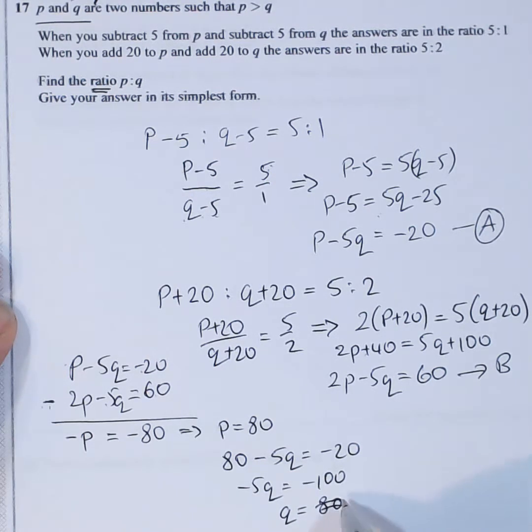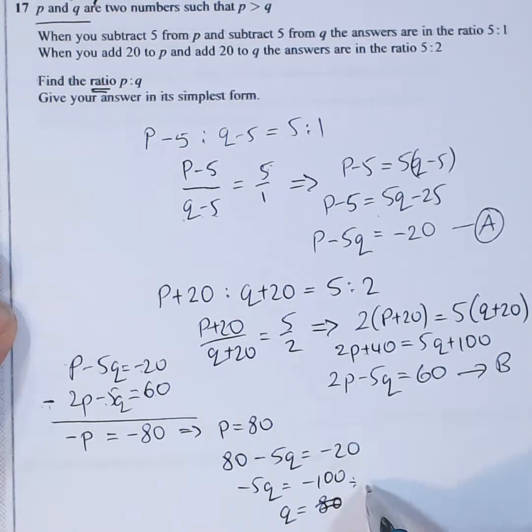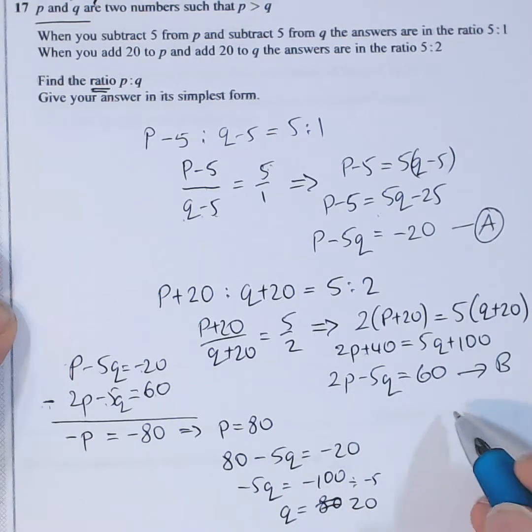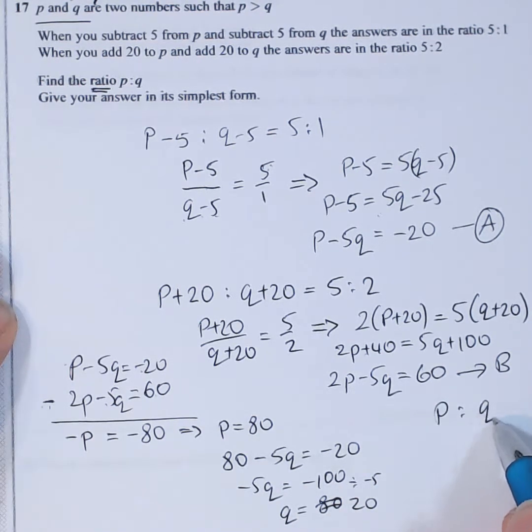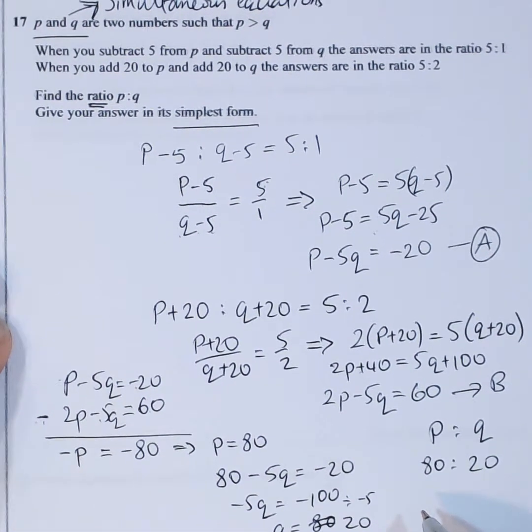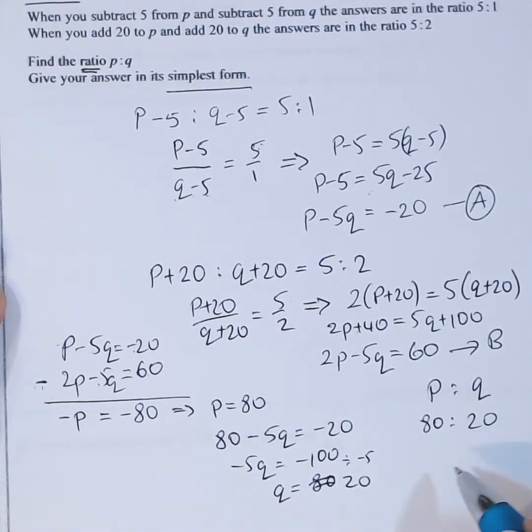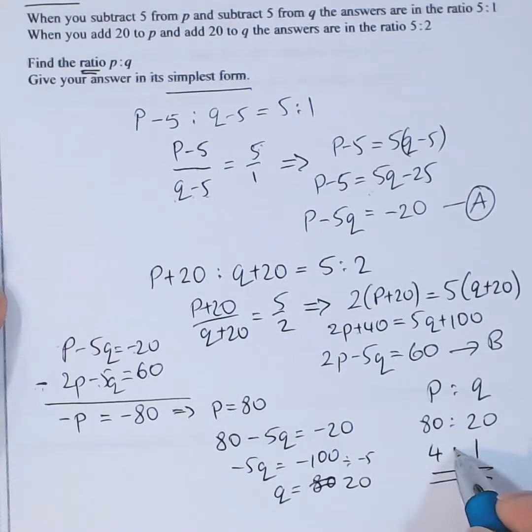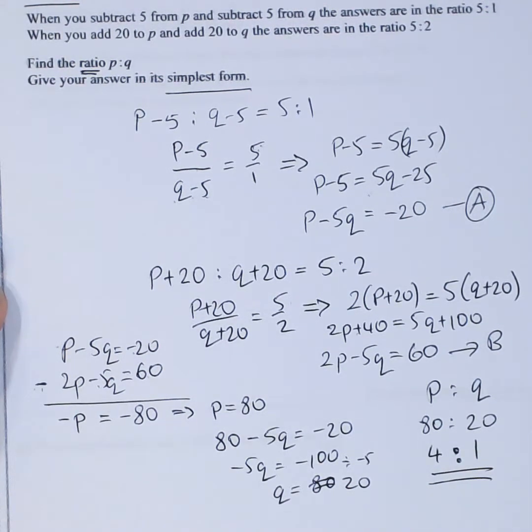Sorry, divide, isn't it? So we're going to divide by negative 5, which is going to be 20. Yeah, so Q is 20. So we've now found that P to Q is 80 to 20, and it wants it in its simplest form, so we must remember to write this in its simplest form. So we end up dividing by 20, so we end up with 4 to 1. So the answer to this question then is 4 to 1.